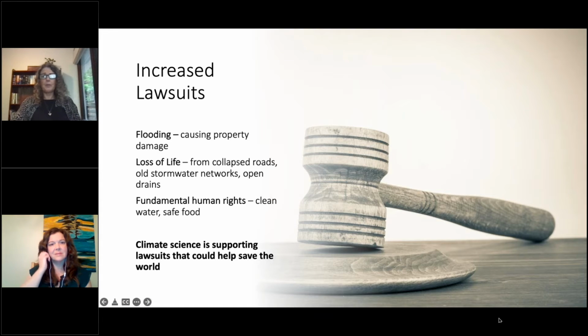Okay, there are also increased lawsuits, obviously from flooding and loss of life. However, there is one that the United Nations has identified, and there's an increase globally on the fundamental human rights for clean water and safe food. And this is where governments and private industry are actually being taken to the courts, and they've got climate science assisting them, and they're hoping that this can possibly help save the world.